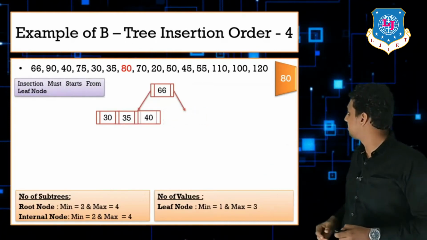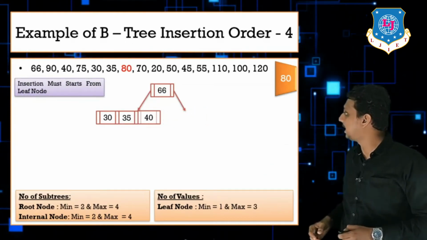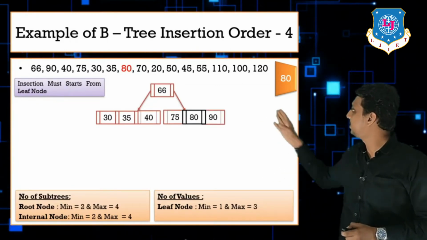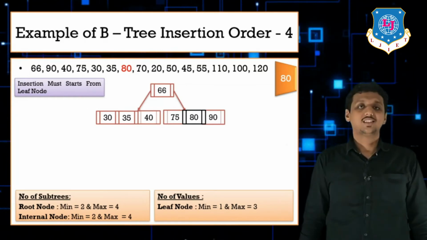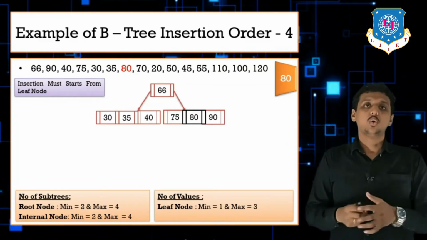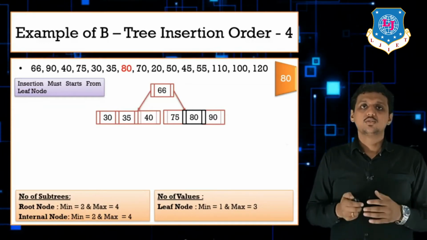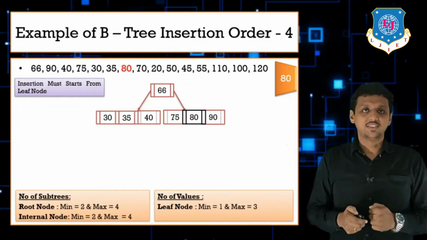See, this is my figure after insertion of 80, where 75, 80 and 90 are successfully inserted on the right side of the 66. Okay. Now, what next? Next we have 70. So, students, next we have 70.